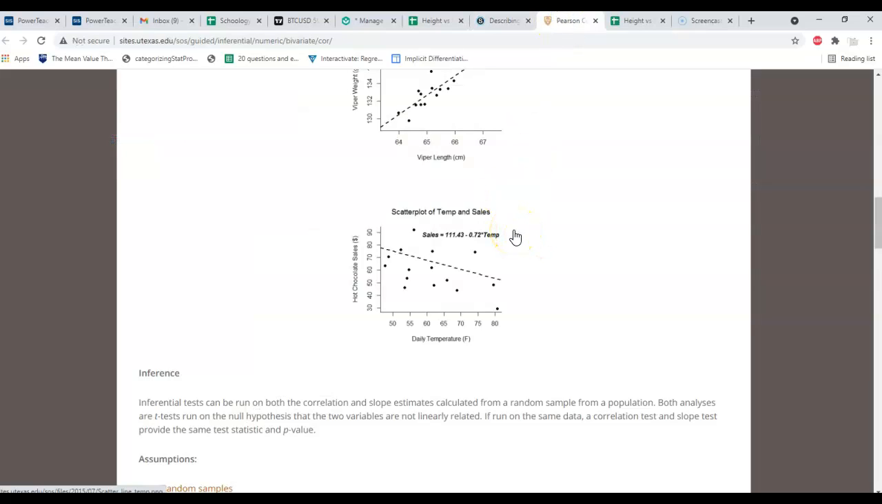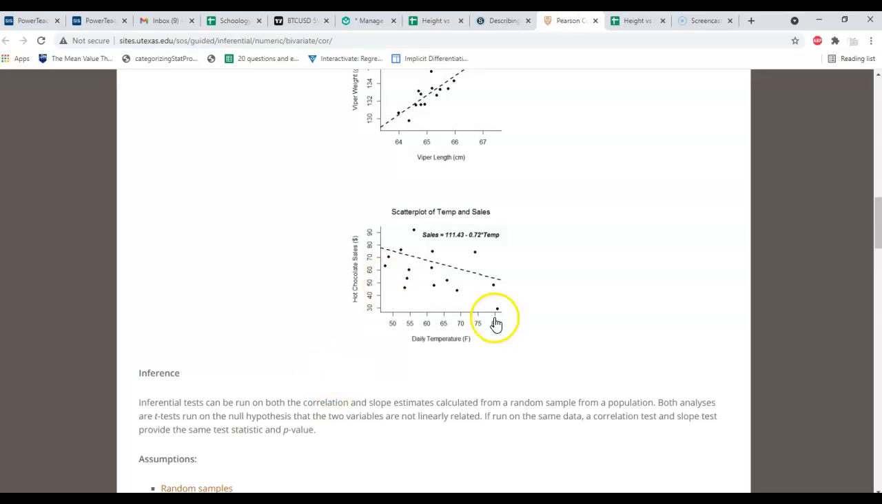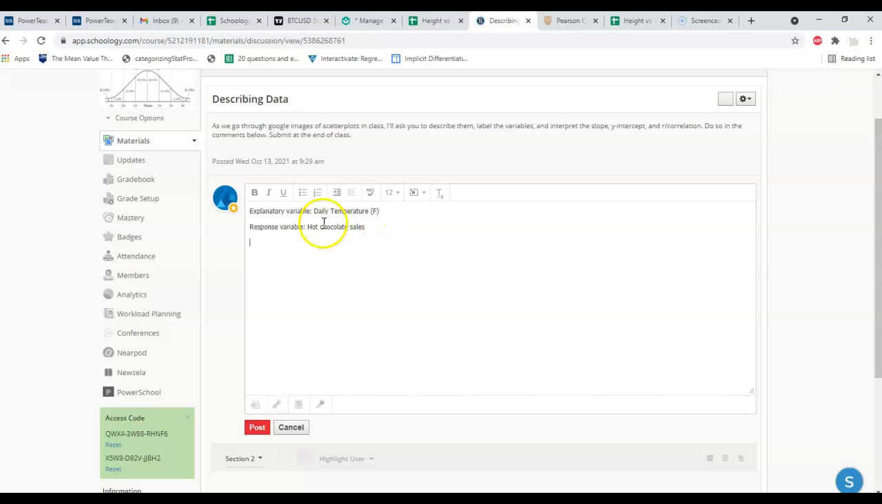So what's the response variable? The response variable. Hot chocolate sales. This makes sense, right? Like the warmer it gets, the less hot chocolate you're probably going to sell. The colder it gets, the more you'll sell. So type this up, and then this is number one.